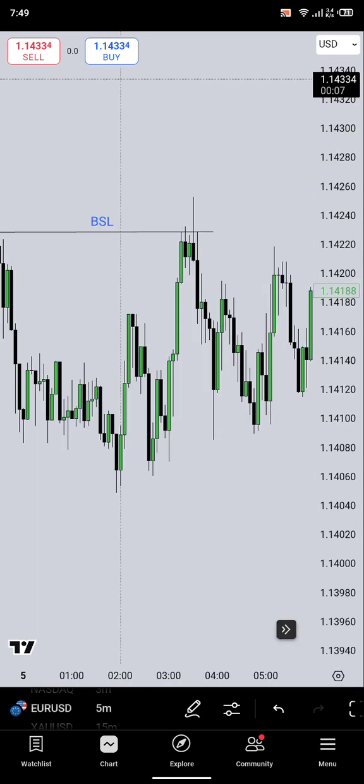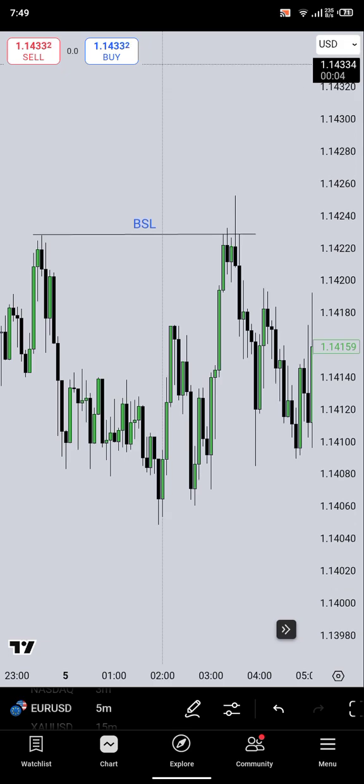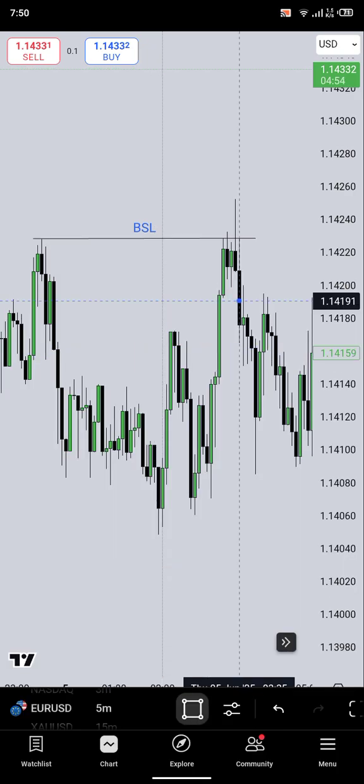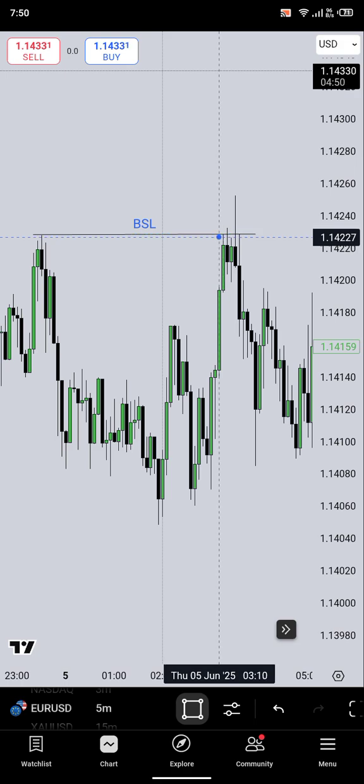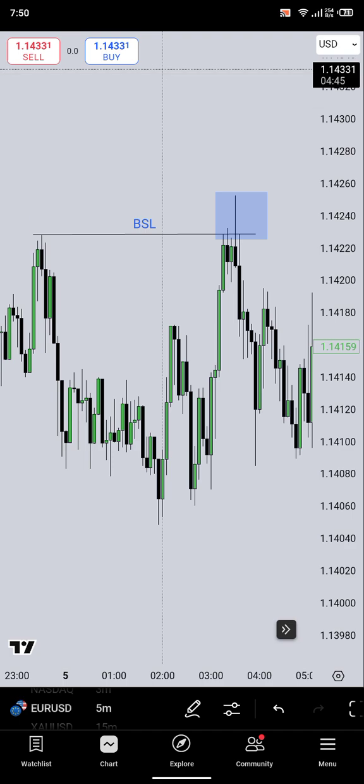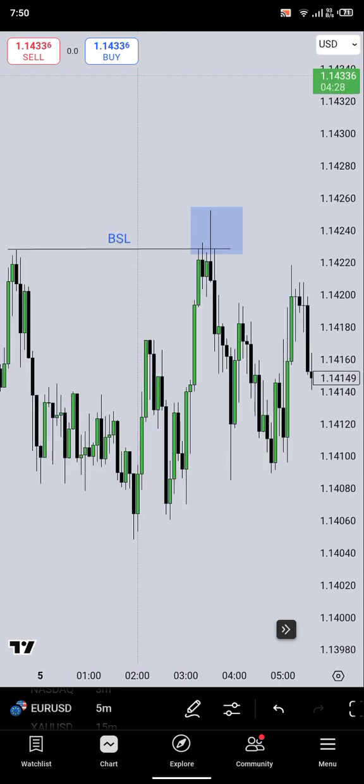Then we have somewhat like a turtle soup here. So notice that the candles closed below. It was only the wicks of the candles that did the damage. Yes, here's what I'm talking about. This point here, this point here. Notice that the wicks of the candles did the damage, but the bodies of each of the candles closed below that liquidity. So we have somewhat like a turtle soup here.